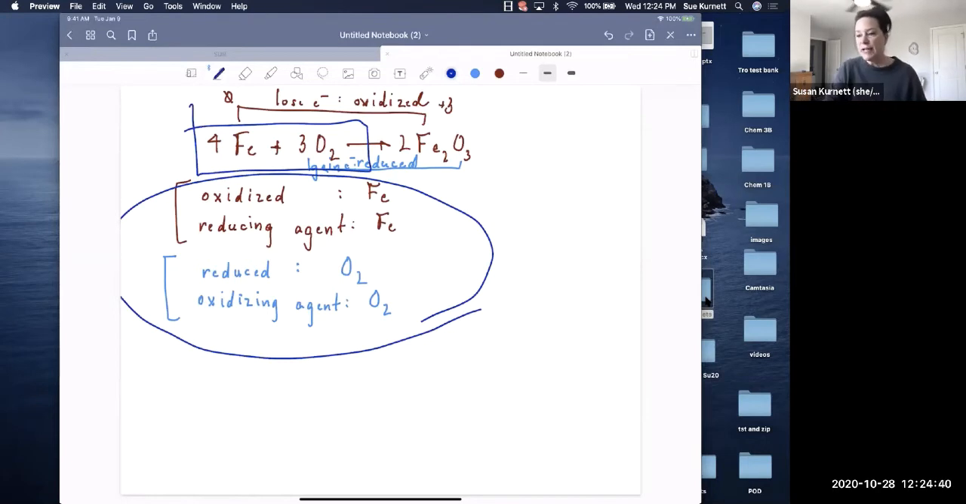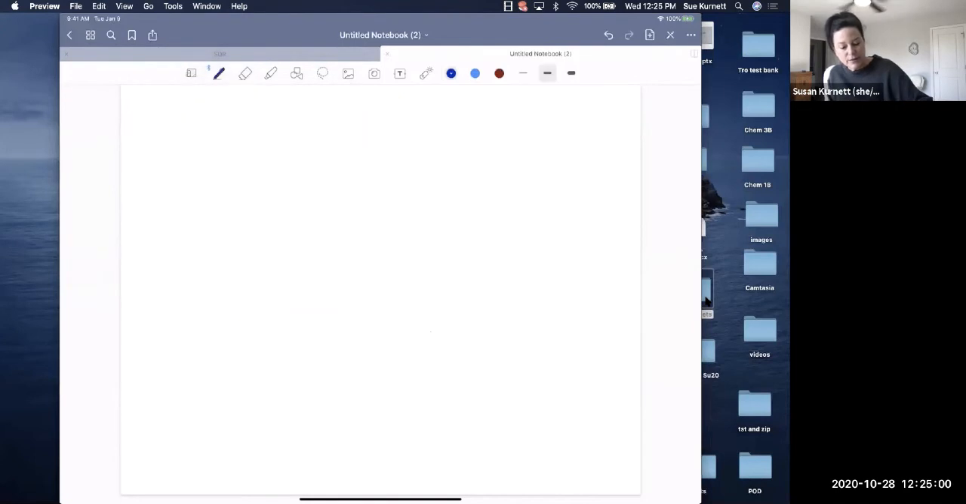Okay, on page 2 of the handout, we're going to talk about how to assign oxidation numbers, because we need to look at oxidation numbers to understand the change. Did the number go up or did the number go down? And so there's 5 rules, and I'm just going to walk through those 5 rules that are on page 2. The first rule is about elements.